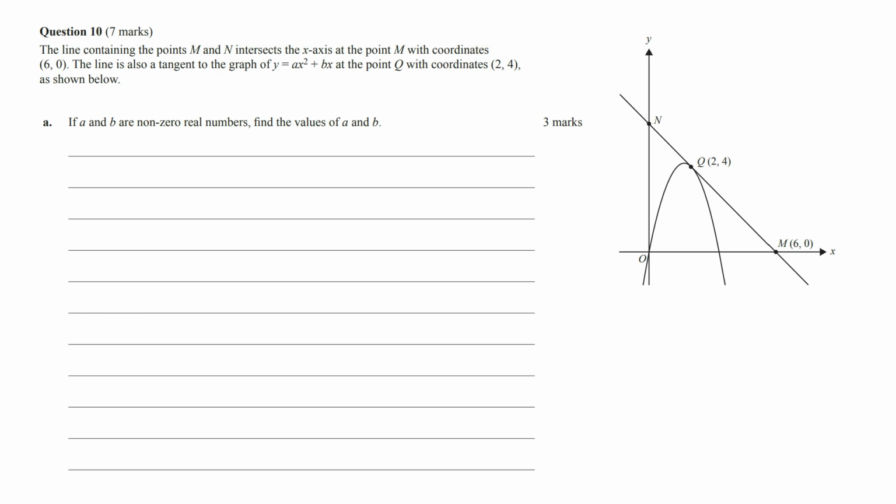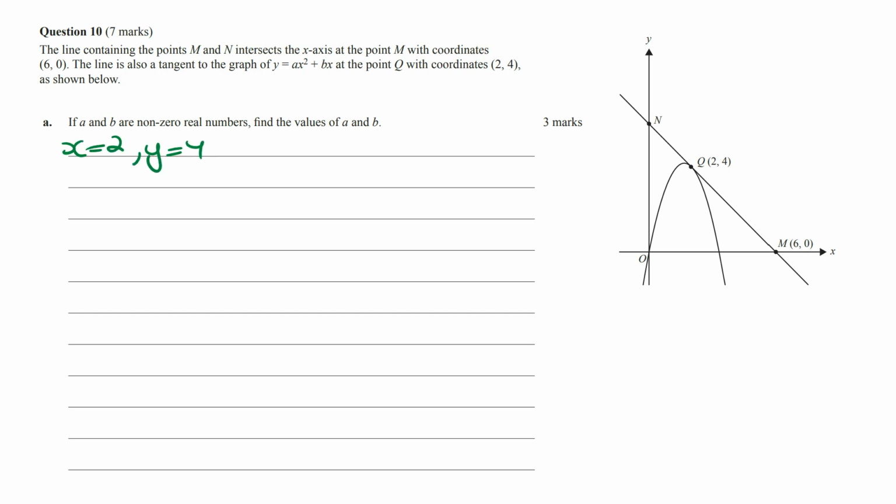To work out the values of a and b, we need to use two pieces of information from the graph to set up two equations in terms of a and b and then solve simultaneously. The first information we can use is the coordinates of the point Q, which is (2, 4). This means when x is equal to 2, y is going to equal 4.